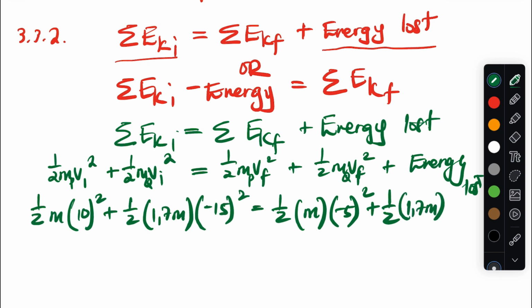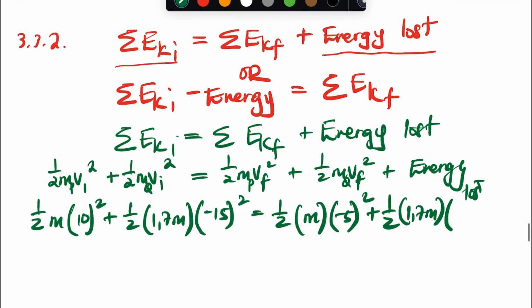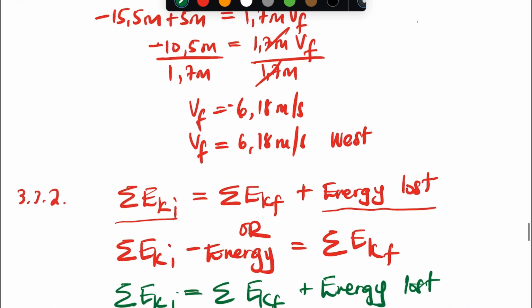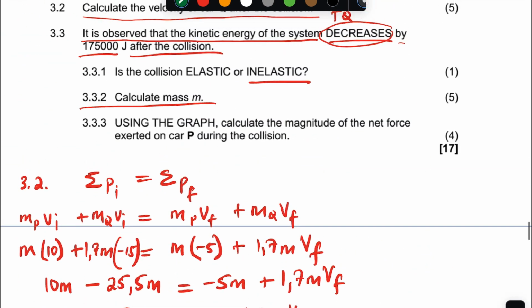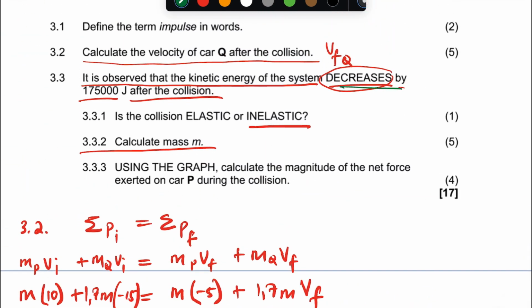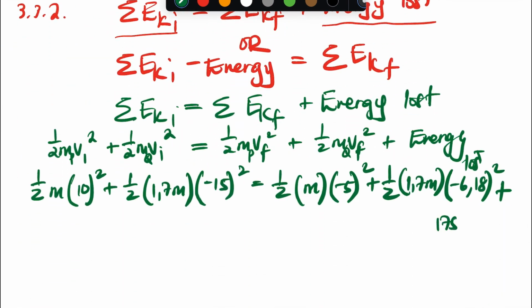And then let me put this here. It's 1.7 m, and its velocity, the final velocity, is the one that we just calculated. It's negative 6.18 square plus the energy. We're told the energy that it has decreased, it's 175,000. So now it's going to be the math now.